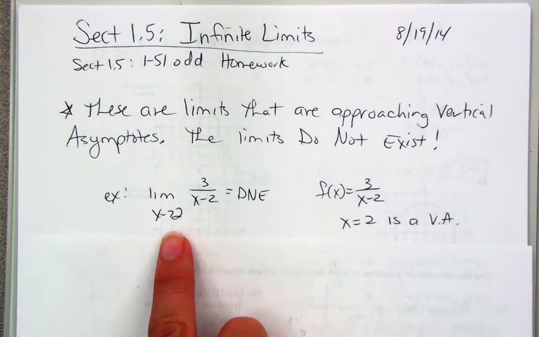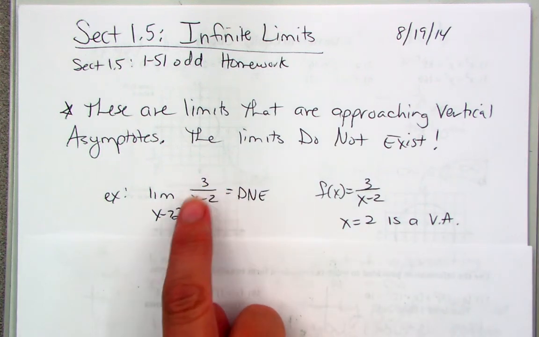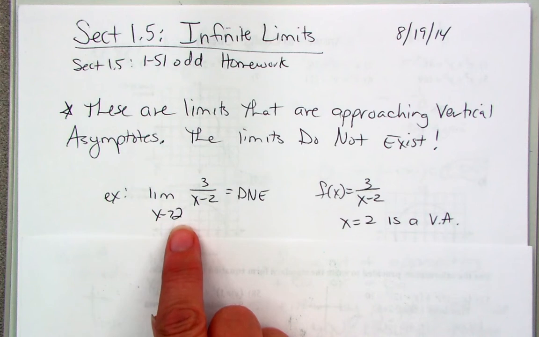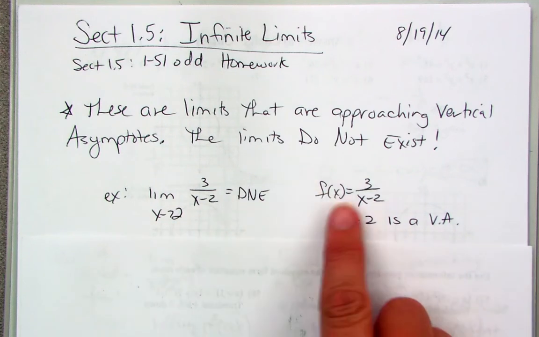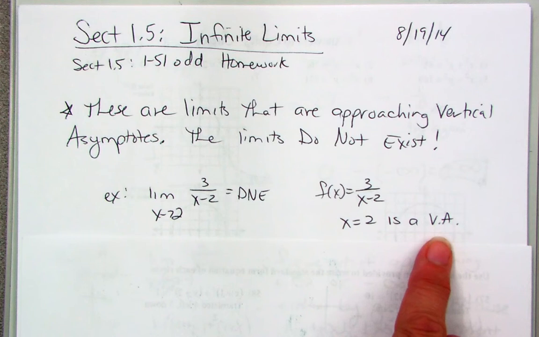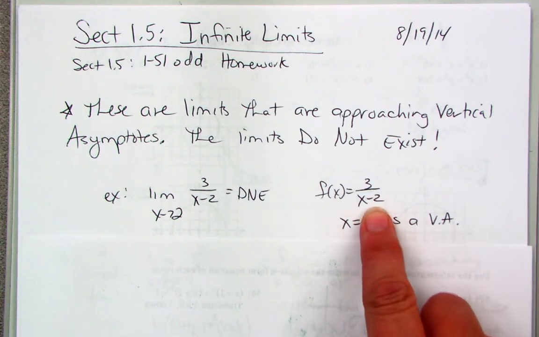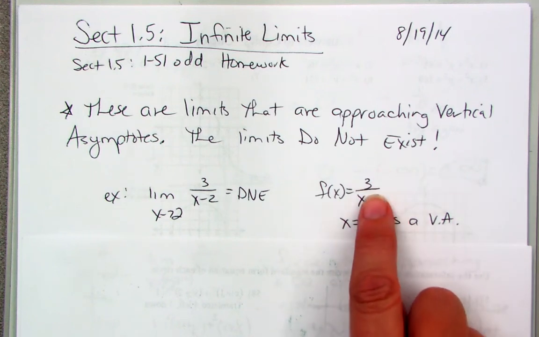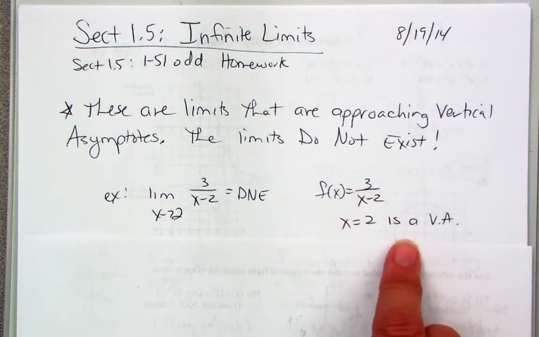An example: the limit of 3 over x minus 2 as x approaches 2. Well, if we take a look at that function, x equals 2 is a vertical asymptote. That is a factor that cannot be canceled out in the numerator and denominator. So we already know that that is a vertical asymptote.